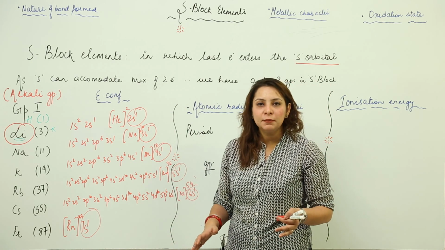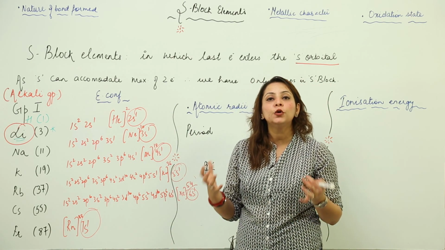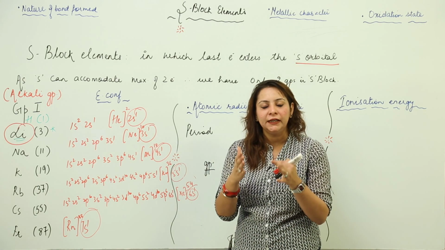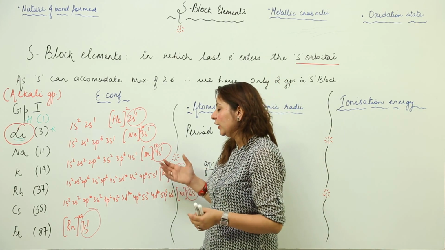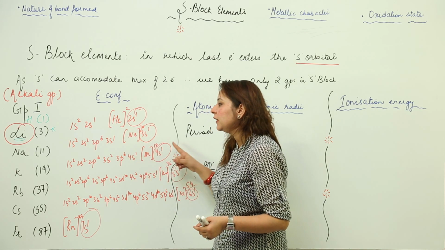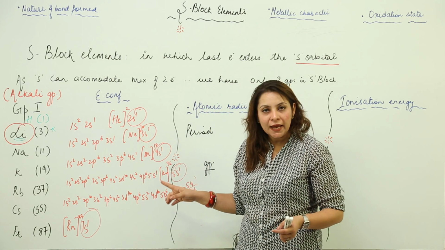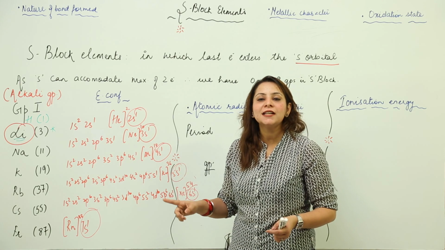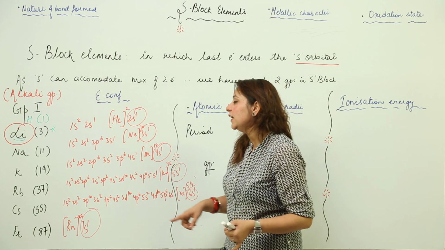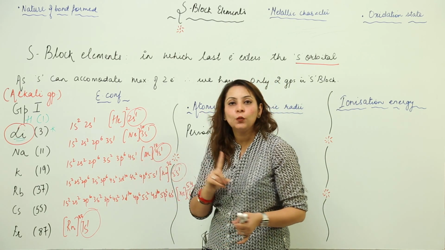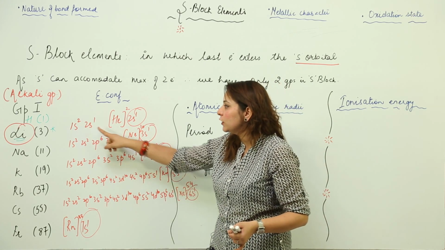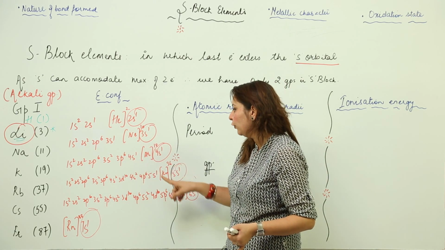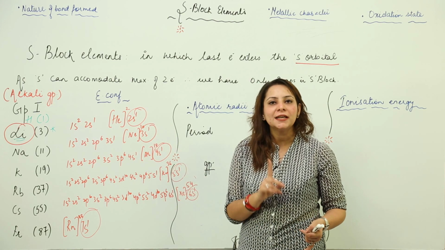So now, as we are familiar with the electronic configuration, if we look for the similarity, like why these elements are grouped into one family, you can easily make out that in all of them, the last electron enters the s orbital. So this is the reason that they are s block elements. And as you can see, all of them possess one electron in their valence shell: 2s1, 3s1, 4s1, 5s1. All of them have only one electron.